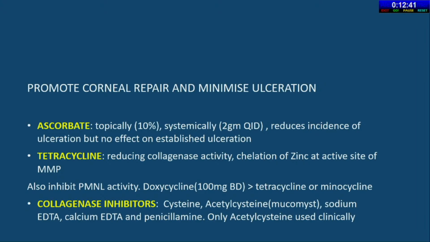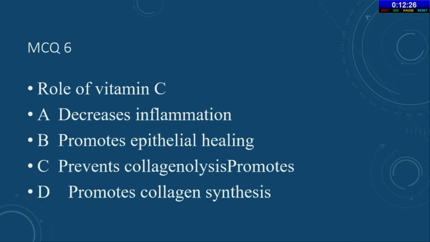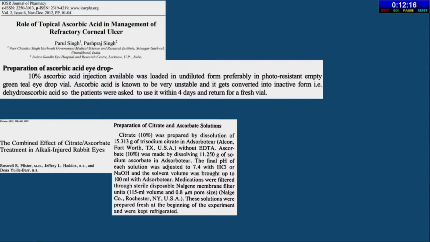It also inhibits polymorphonuclear leukocyte activity. Collagenase inhibitors, if acetylcysteine is available. It can be available, but it may not be available in the middle of the night. You can give that. Autologous platelet-rich plasma drops may be at a later stage. My last MCQ is, what is the role of vitamin C? Decreases inflammation, or promotes epithelial healing, prevents collagenolysis, or promotes collagen synthesis.